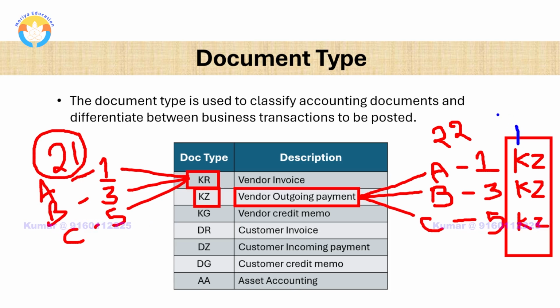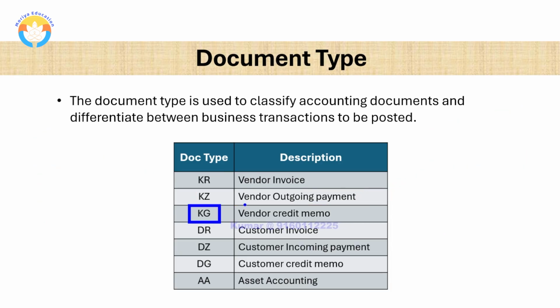Maybe here for the first document 201 I will use. For the second document 202 I will use. And for the third document I'll use 203. Document numbers will be different, but the document type will be same because the type of transaction which we are doing, we are just paying, whether I pay to him or him. But what I'm doing, the nature, I'm paying, I'm giving money. Here also I'm giving money. Maybe the vendors are different, the amount is different, but the type of transaction is same. So that is why document type will be same.